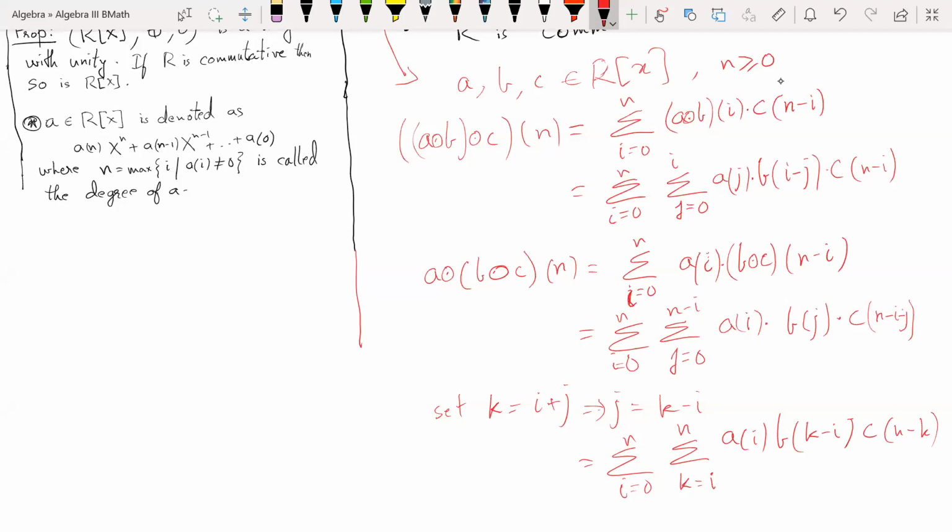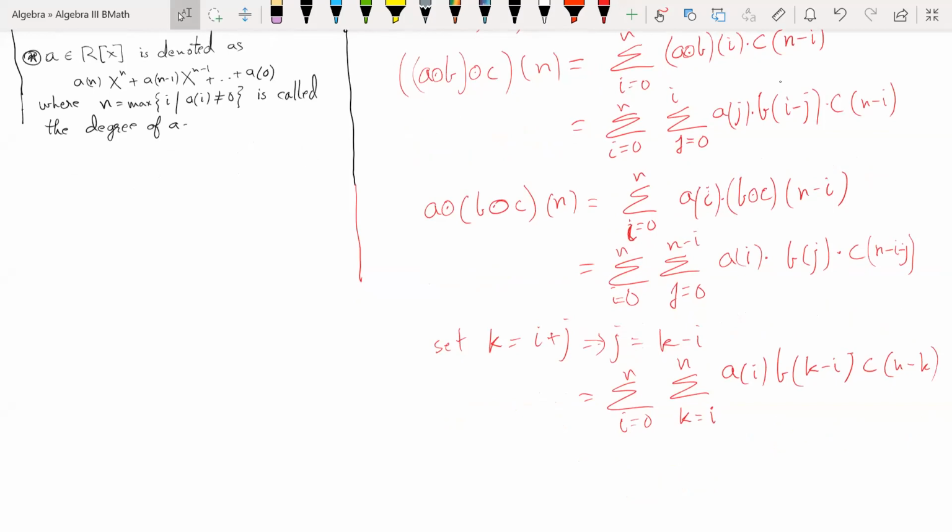Does it look somewhat similar to this one? Somewhat similar, but k varies from i to n, so there's a slight difference. Hopefully, now one can change the order of summation, then it will come out okay. We can consider, instead of k from i to n, some l equal to n minus k. So one can think of it as a sum over two variables, i and k, with 0 less than or equal to i, less than or equal to k, less than or equal to n, with a of i, b of k minus i, and c of n minus k. And the other sum is also the same.